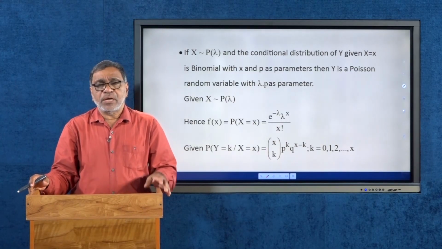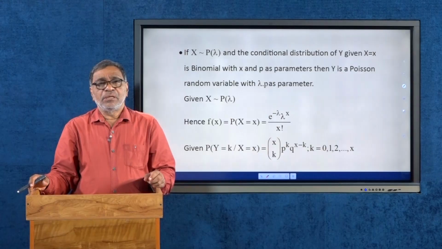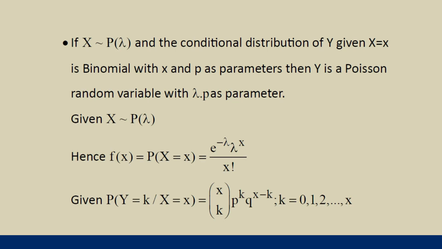And the converse part can be described like this. If x is a Poisson random variable and the conditional distribution of y given x is binomial, that is, if x follows Poisson with parameter lambda and the conditional distribution of y given x is binomial with the parameters x and p, then y is a Poisson random variable with lambda p as parameter.